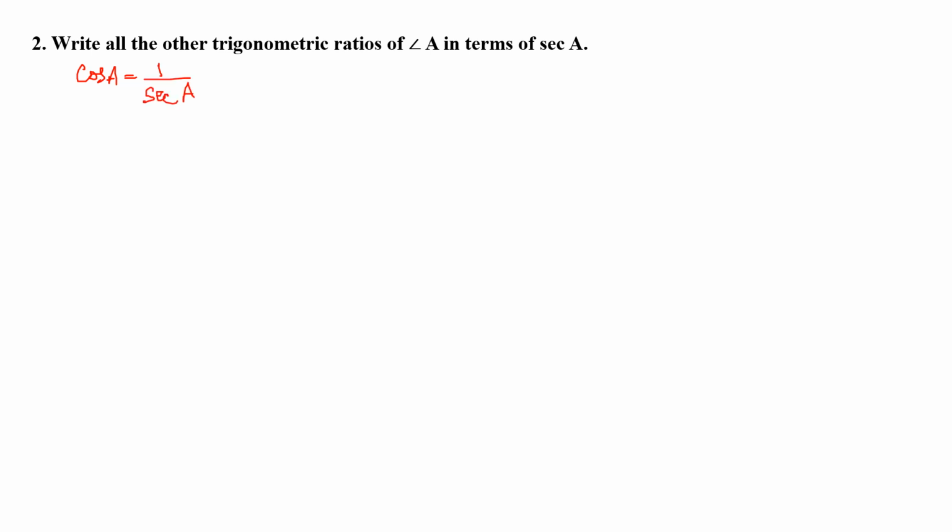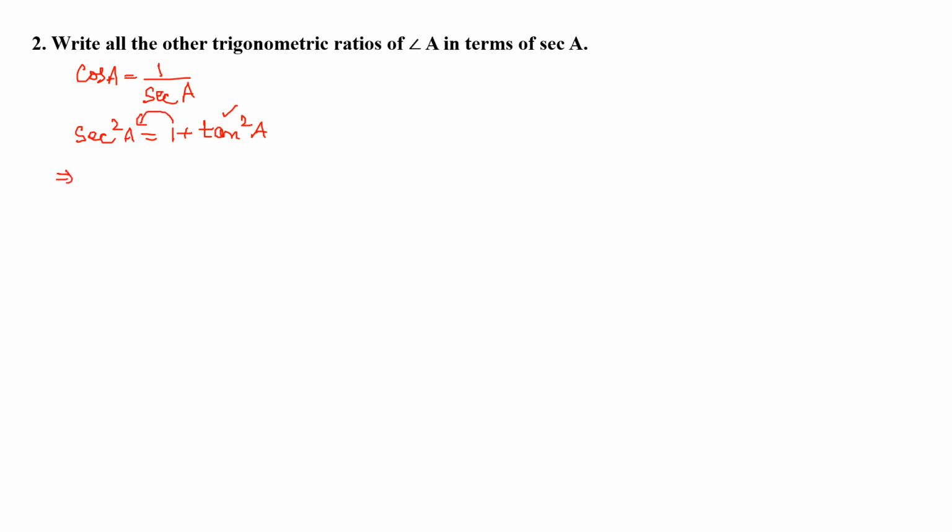Now we also know that one of the identities is sec square A equal to 1 plus tan square A, isn't it? Now from here I can get tan square A by shifting 1 from the RHS to the LHS.